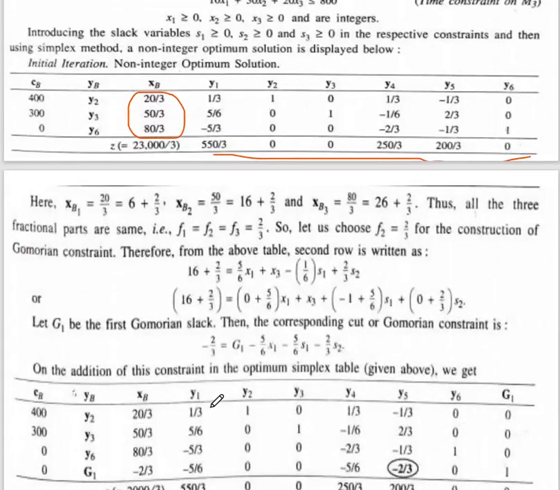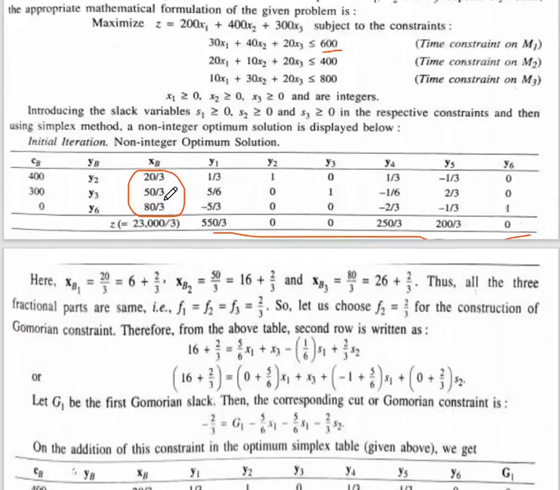Now we will find the fractional part of this xb column. Here xb1 is 220 by 3, which can be written as 6 plus 2 by 3, so 2 by 3 is the fractional part. xb2 is 50 by 6, which can be written as 60 plus 2 by 3, also a fractional part. xb3 is 80 divided by 3, that is 26 plus 2 by 3. Here all the fractional parts f1, f2, f3 are the same, 2 by 3.